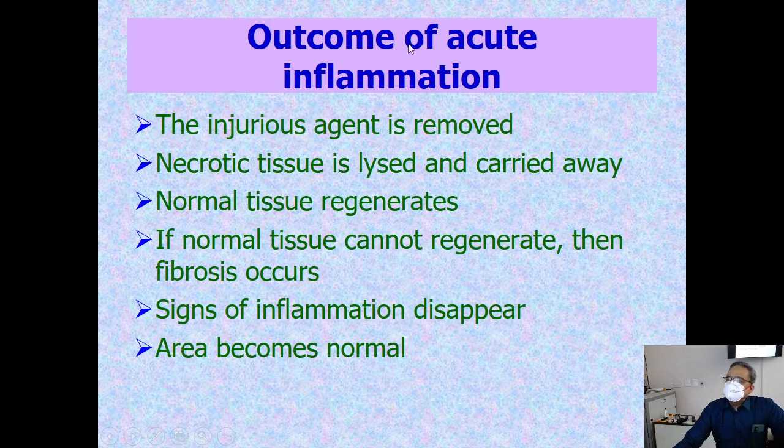So, why do we do all this inflammation and study all this? The injurious agent is removed, necrotic tissue is lysed and carried away, normal tissue regenerates. If normal tissue cannot regenerate, then fibrosis occurs, the signs of inflammation disappear, and the area becomes normal.